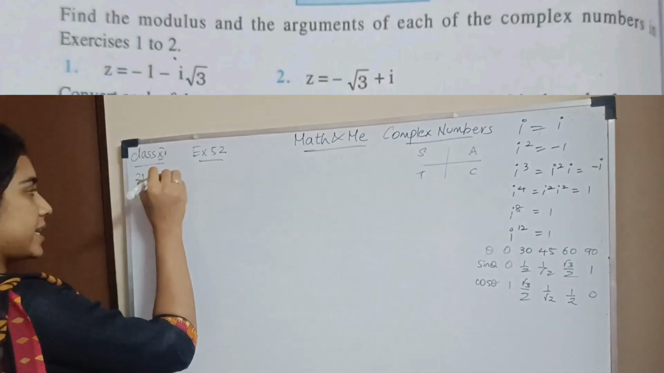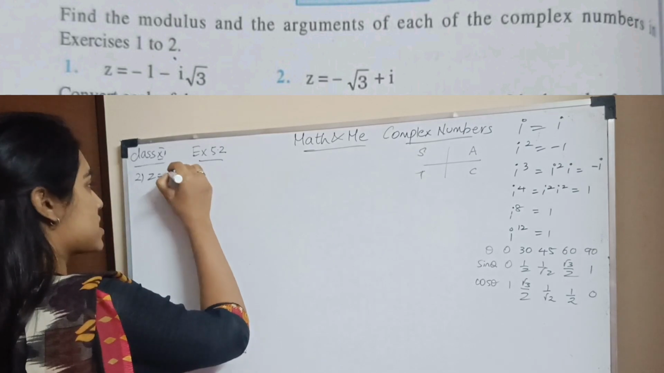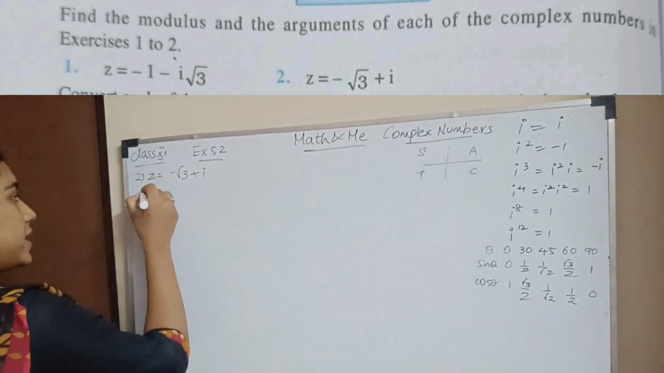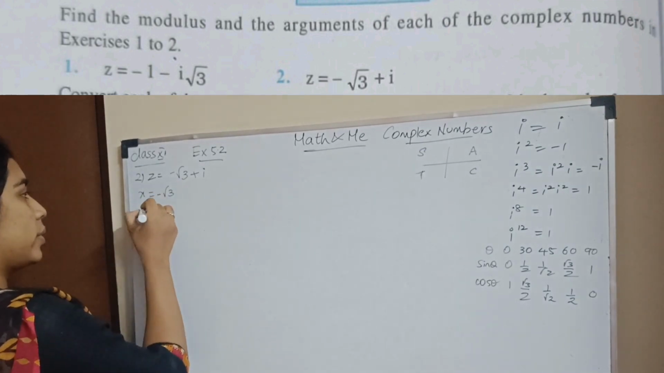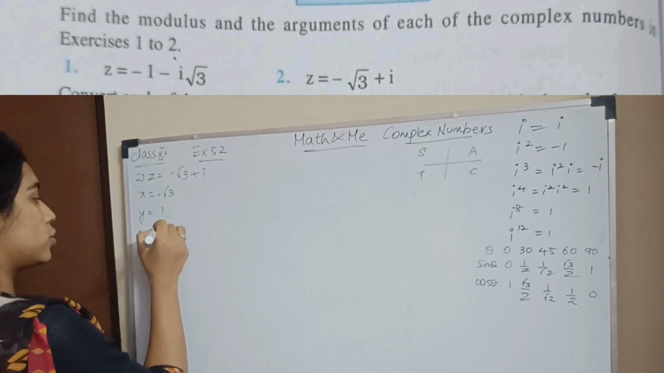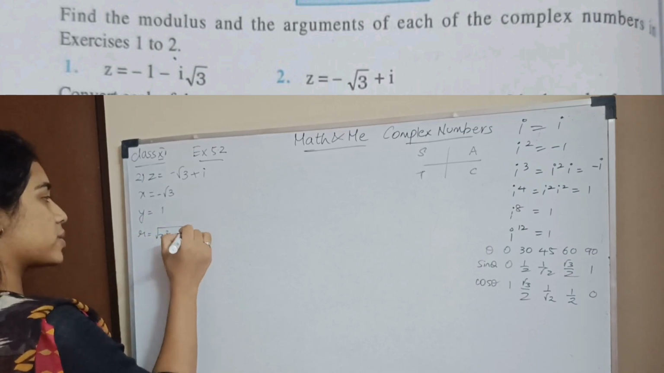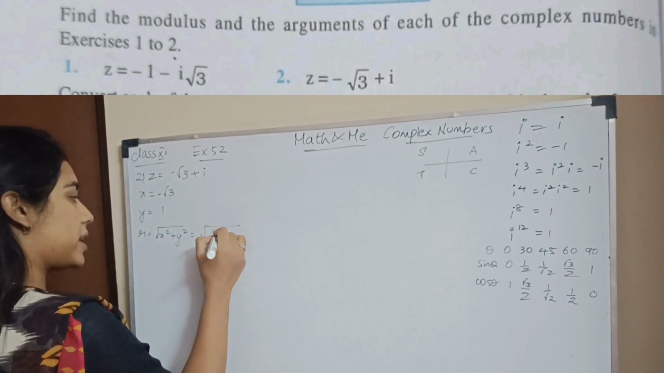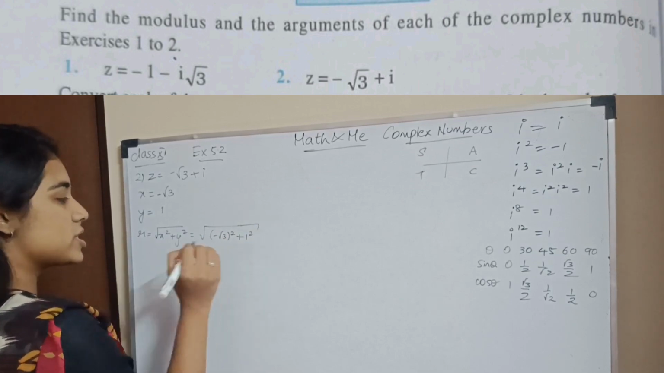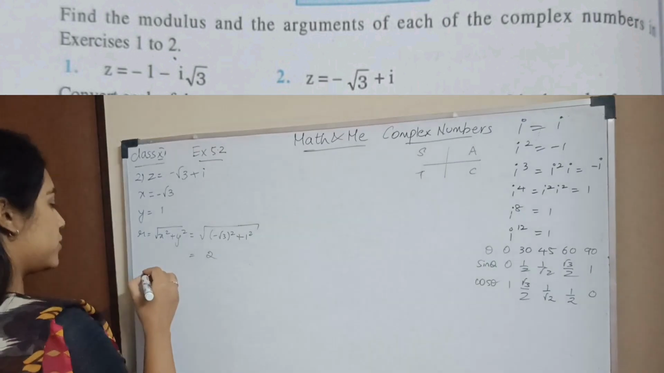Second question, z equals minus √3 plus i. Okay, so inga x value enna? Minus √3, y value is plus 1. Okay, so r enna? Root of x square plus y square, which is root of minus √3 the whole square plus 1 square. அதேதான் √4, which is 2. Okay, so r value தெரியும்.